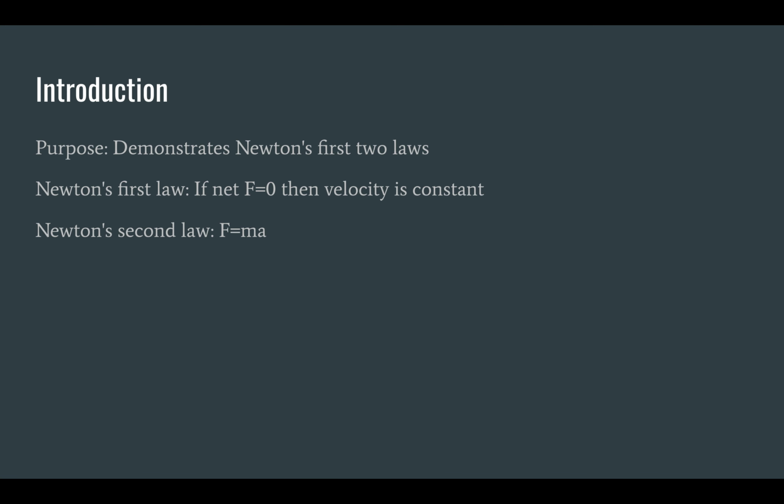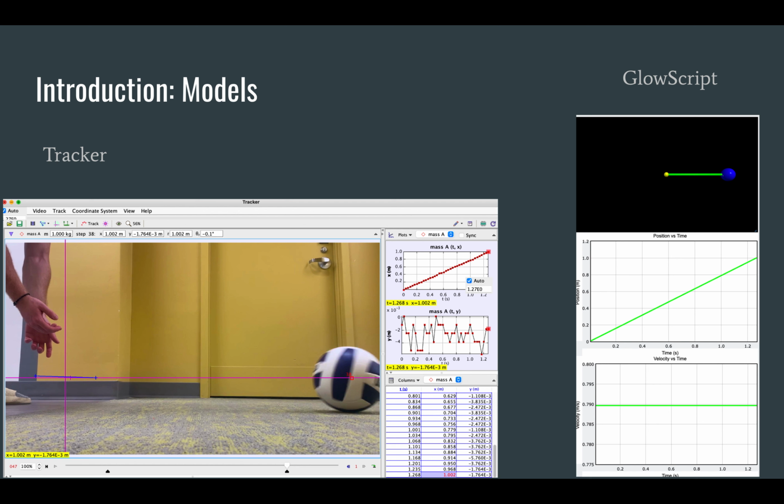In the introduction, the purpose of this lab is to demonstrate Newton's first two laws. Newton's first law is if net force is equal to 0, then velocity is constant. Newton's second law is that force equals mass times acceleration, in other words, m times a. So these are my two models.